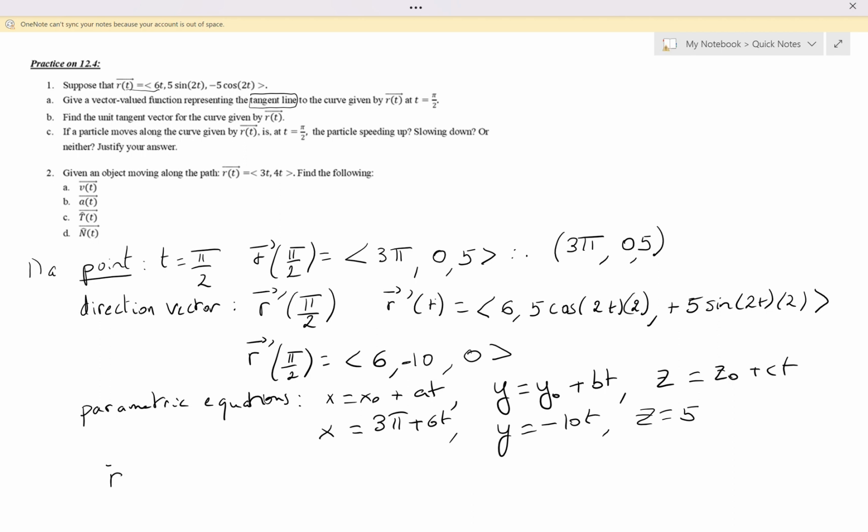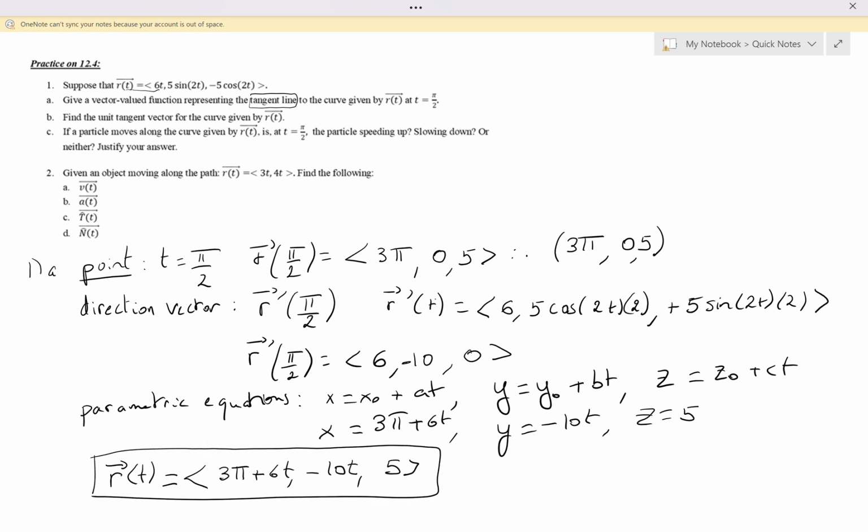So instead, we're going to put this in vector form, where the parametric equations are going to be the x, y, and z components of the vector valued function that gives the tangent line. So that is how we approach finding either the set of parametric equations to the tangent line, or if we put it into a vector valued form.